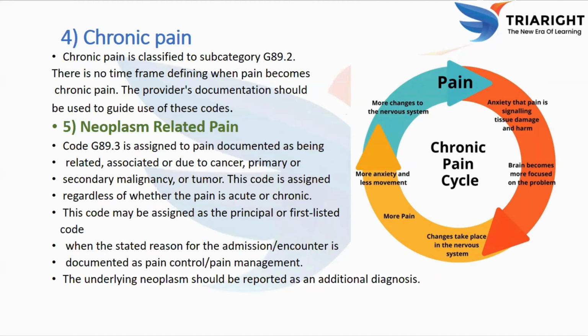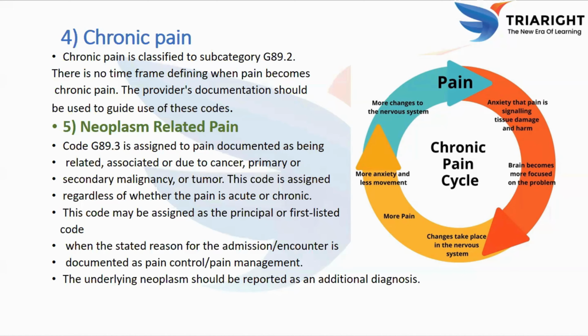So the provider's documentation decides whether the pain is chronic or acute. So what is the coding rule for chronic pain? It is coded using subcategory G89.2. For example, G89.21, chronic pain due to trauma. G89.22, chronic post-thoracotomy pain. So what is the important point over here? You should assign a chronic pain code when the doctor clearly states the pain is chronic.